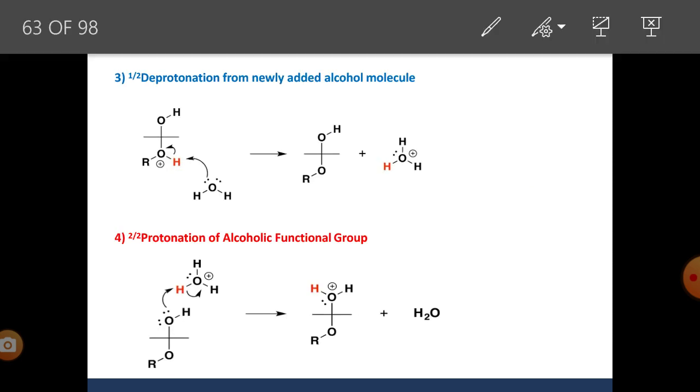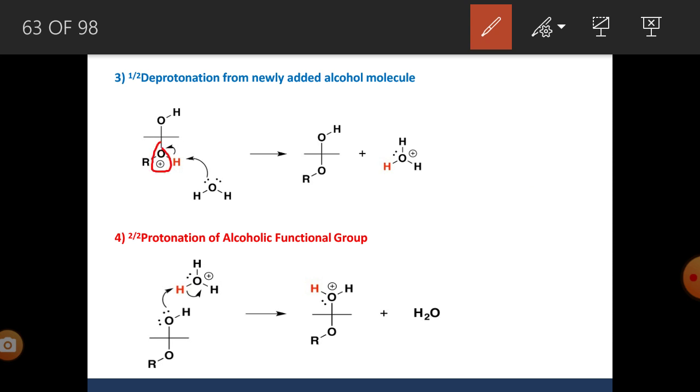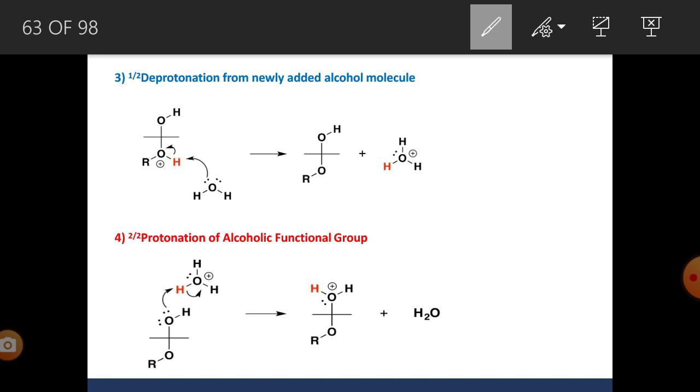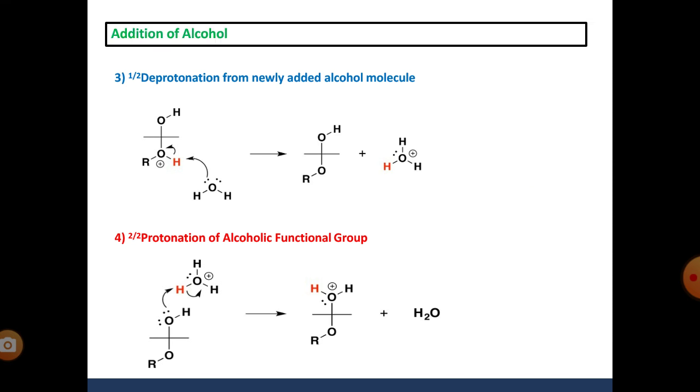Now in the third step, from this alcohol the oxygen donates one lone pair, that is why it became electron deficient. So this proton which is present in the alcohol gets removed as a proton. After removing this proton, there is formation of a neutral structure.